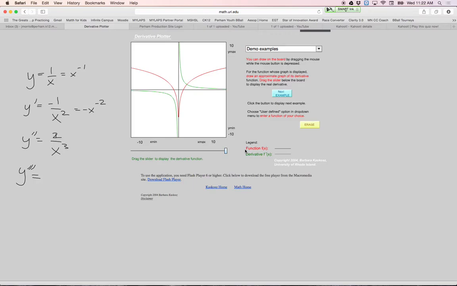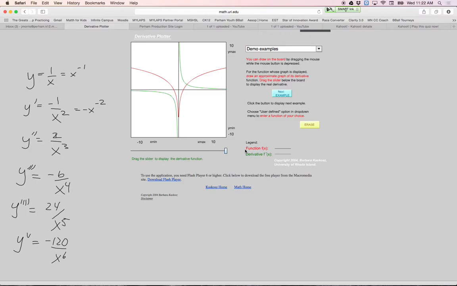And that would be negative 6 over x to the 4th, agreed? The next one, y quadruple prime, would be what? 24 over x to the 5th. And the next one would be y quintuple prime, which would be what? Negative 120 over x to the 6th. And if you kept doing your higher order derivatives, what you'll notice you got boomerang, volcano, boomerang, volcano, boomerang, volcano.